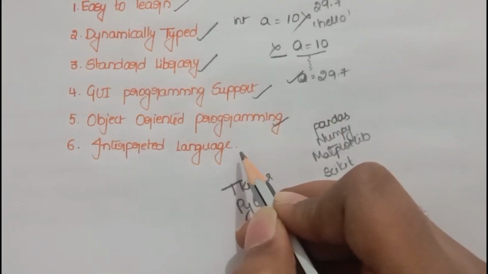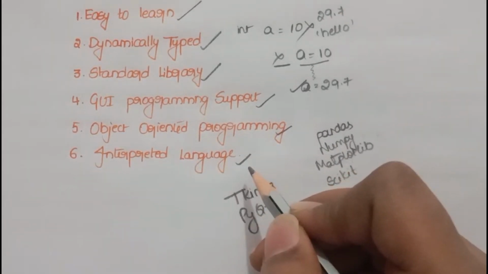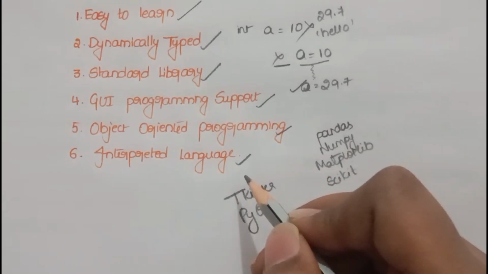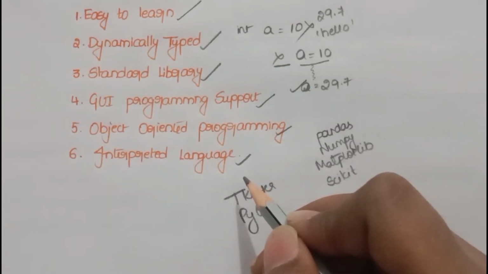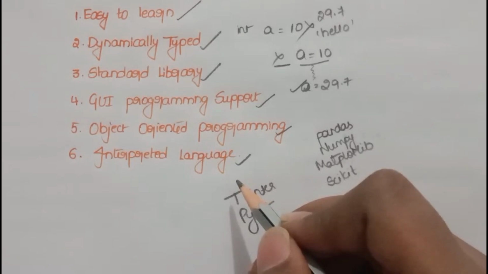Last and important feature of Python is it is interpreted. It is not compiled. The difference between interpretation and compilation is explained in the next video. We will go through this important feature of Python in detail.